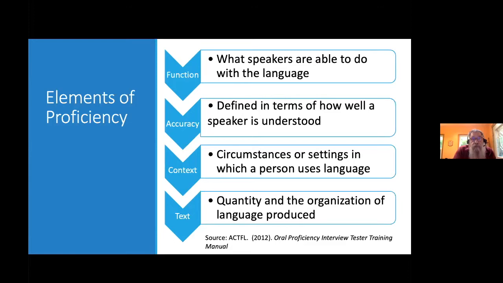of time. C is for context, the circumstances or settings in which a person uses a language. And T is for text, the quantity or organization of the language produced, from the word, phrase, sentence level, strings of sentences, to paragraphs to extended discourse.